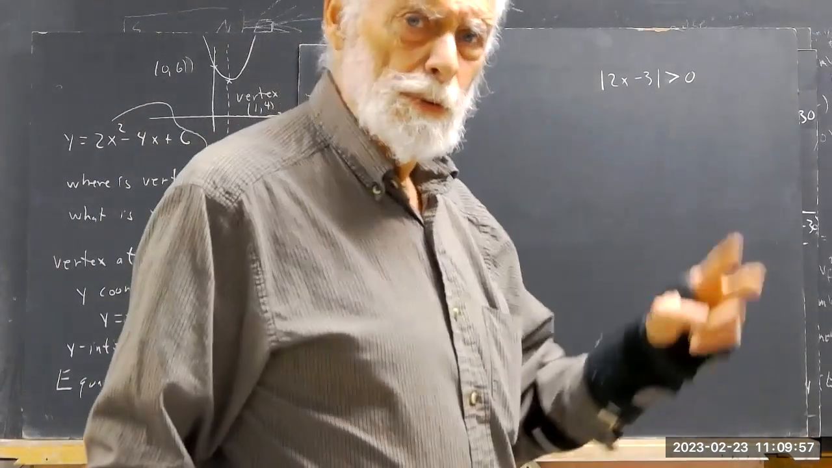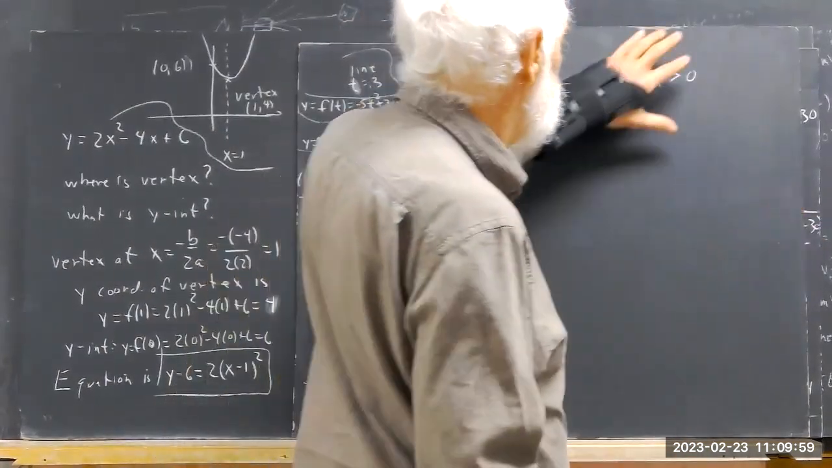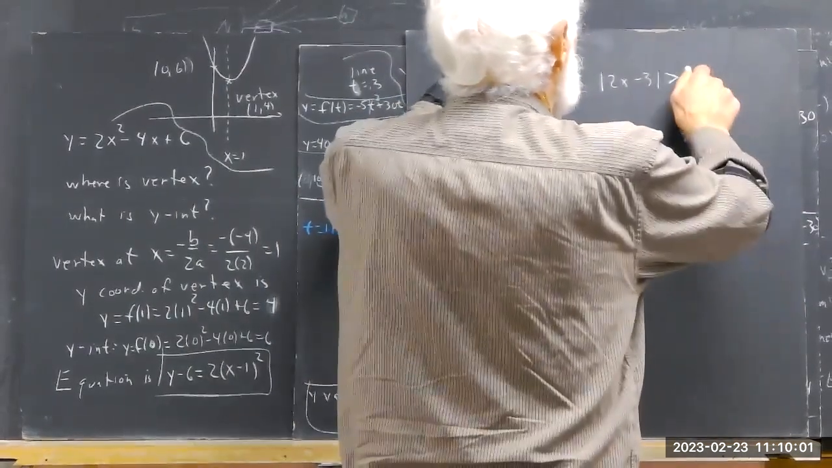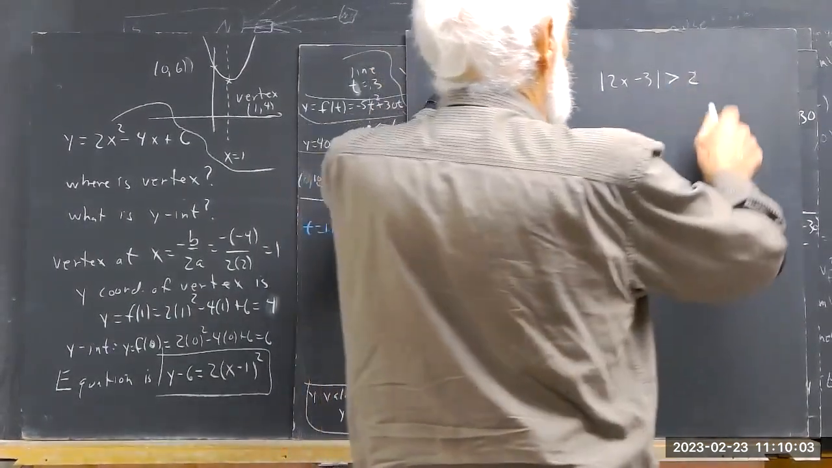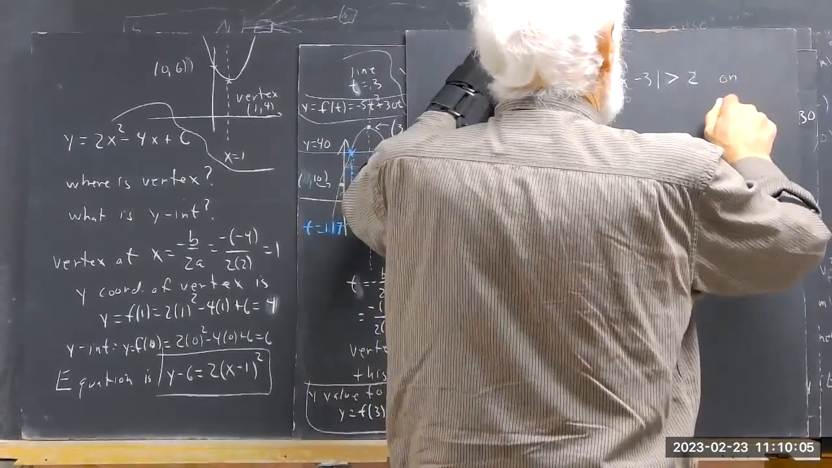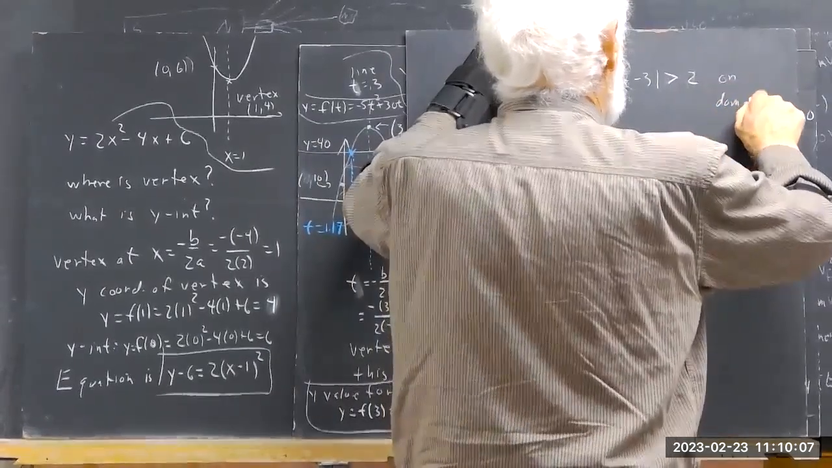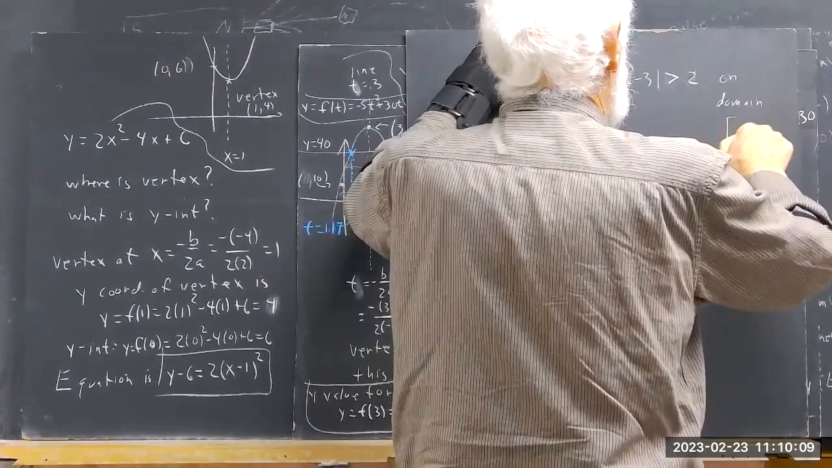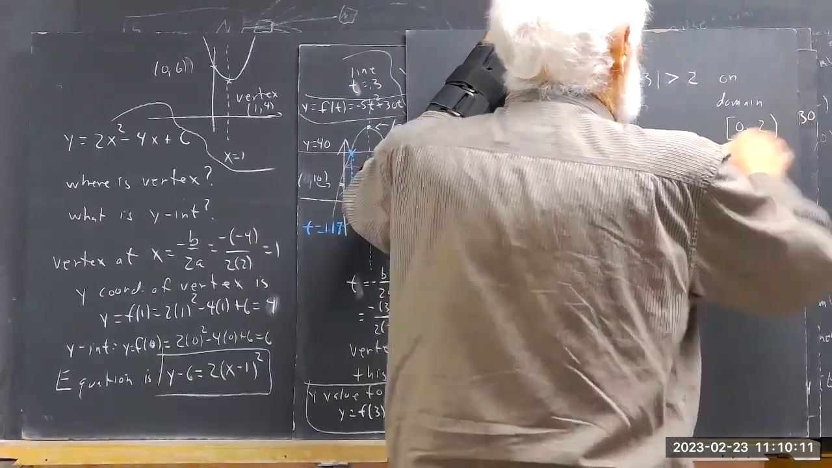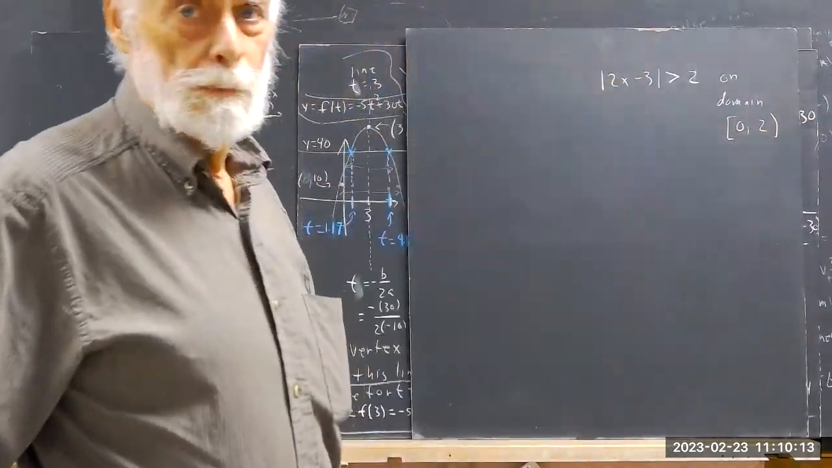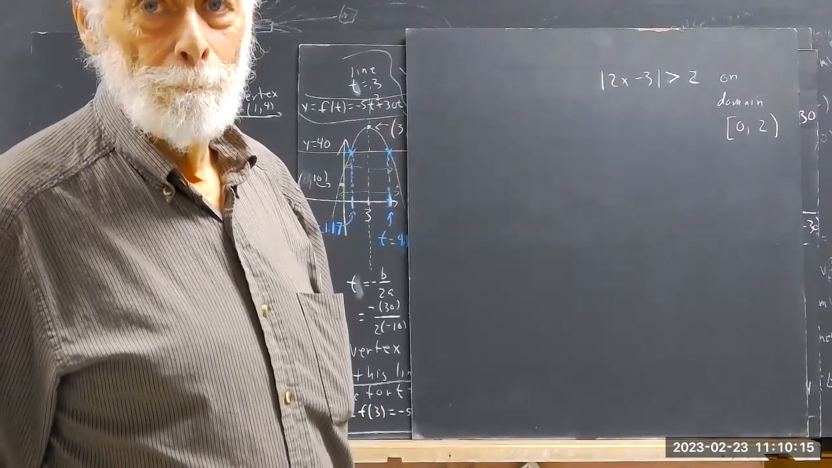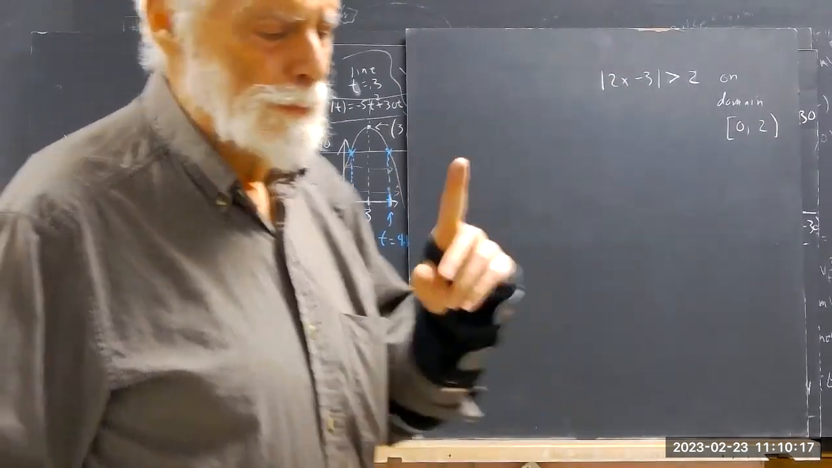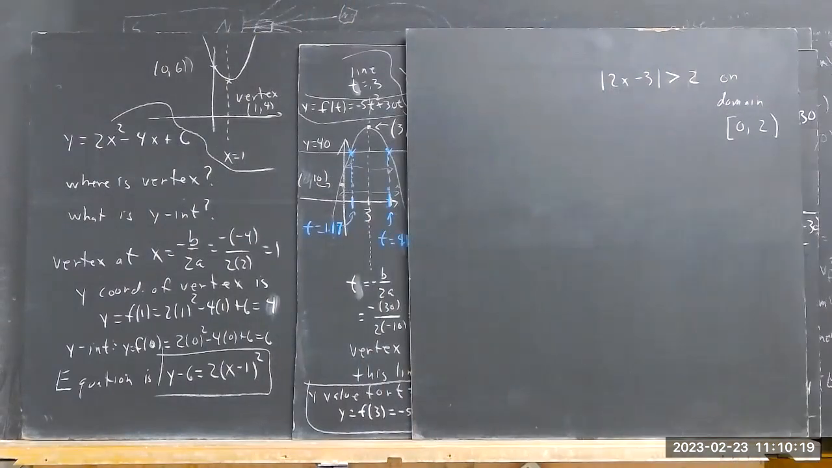Is it greater than 2? Was that it? Play on the domain 0 to 2. Okay. Shorter. 0 to 2.5.